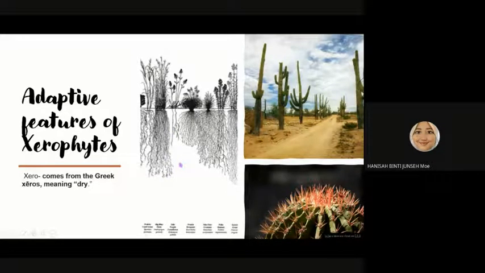Okay, and then look at the second adaptive features, which is the leaves. Mana daun untuk xerophytes? Anyone can tell me? Di mana daun? Thorns dia. Yes, thorns. Dia punya duri. Daun pula, dia punya duri. Meaning that actually this is a leaf that modified. It becomes thorn. Dia jadi duri.